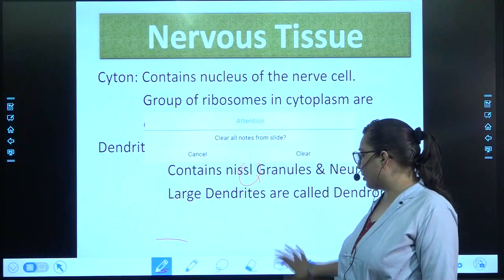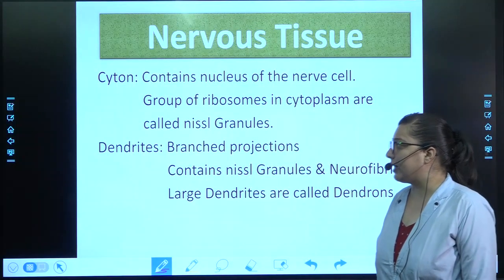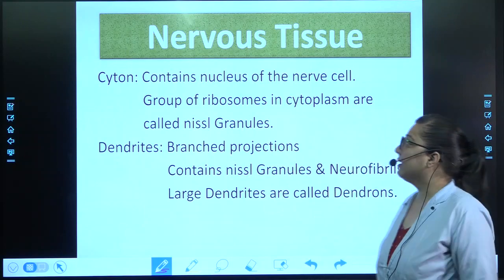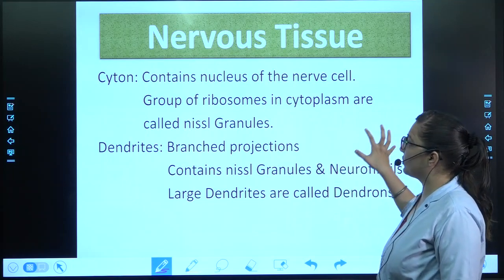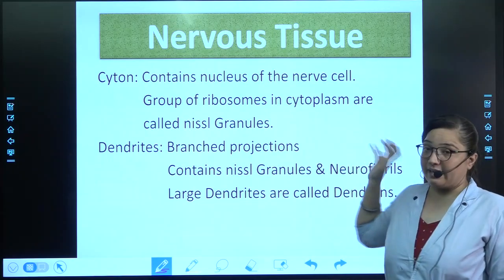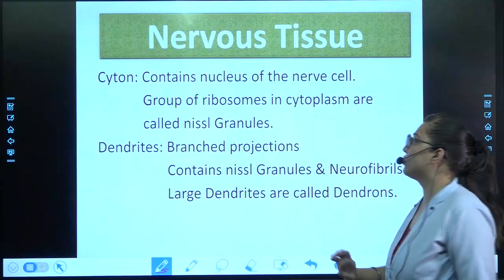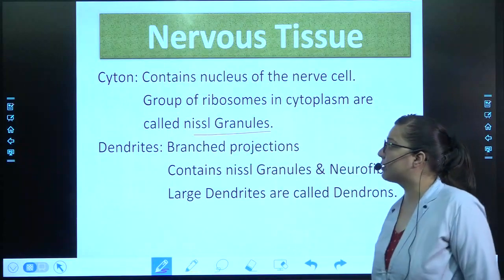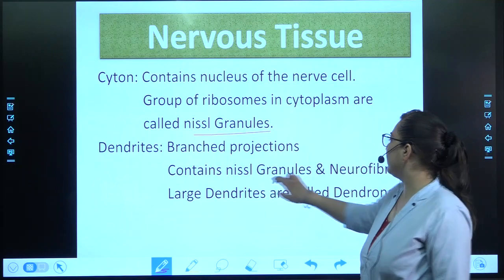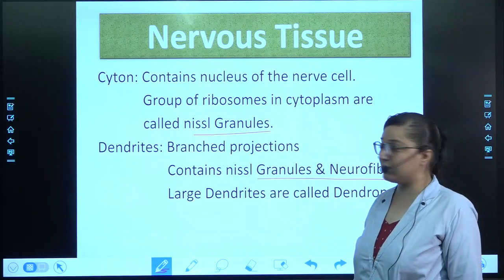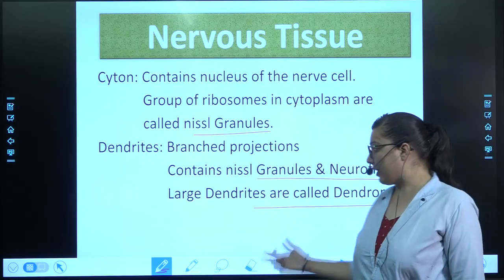Then the next important point about nerve cells. What does it contain? It contains the cyton and dendrites. What is the function of the cyton? It contains the nucleus of the nerve cell. Inside the cyton there is a group of ribosomes which is called Nissl granules. The dendrites are branch projections. They contain Nissl granules and neurofibrils. Then there are large dendrites, which are called dendrons.